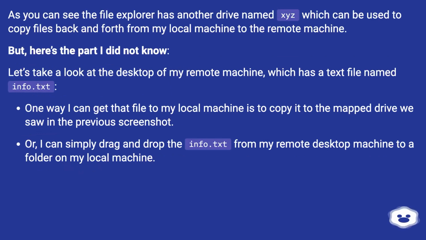But here's the part I did not know. Let's take a look at the desktop of my remote machine, which has a text file named info.txt. One way I can get that file to my local machine is to copy it to the mapped drive we saw in the previous screenshot. Or, I can simply drag and drop the info.txt from my remote desktop machine to a folder on my local machine.